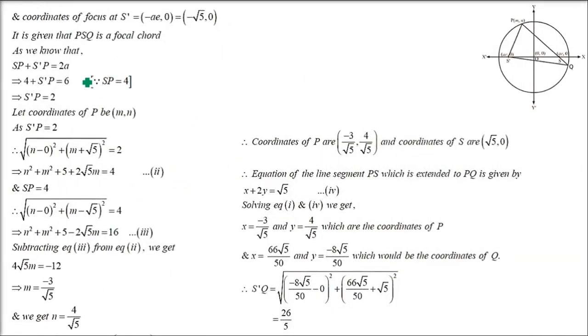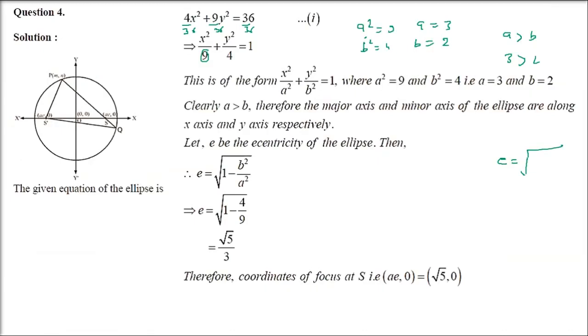So I'll just take you through all this. First, let us go step by step. So eccentricity is what? e is under root 1 minus b square by a square. b square, a square, I just told you, 4 by 9. So it will be under root 5 by 3. Now eccentricity we have found out.